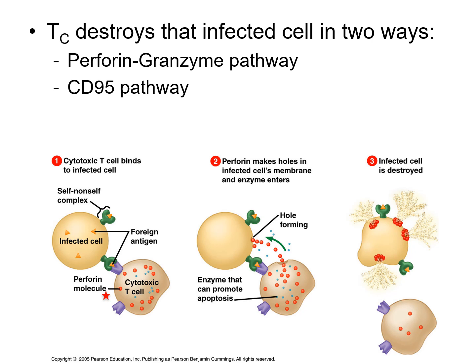So now we have all these cytotoxic cells. So what? What do they do? They specifically kill. So they destroy in 2 ways. The first one we'll look at is the perforin and granzyme pathway, and the next one is the CD95 pathway.